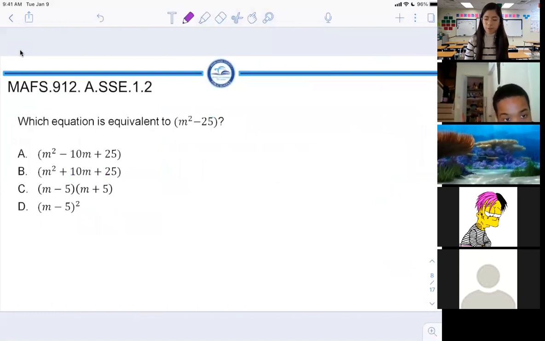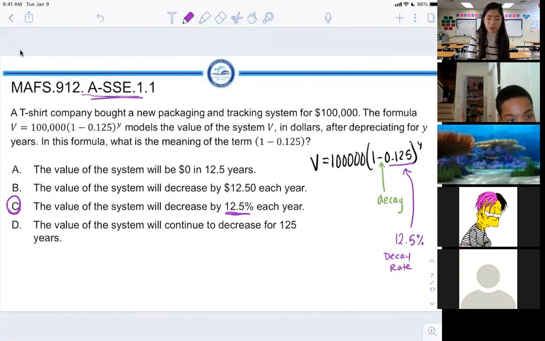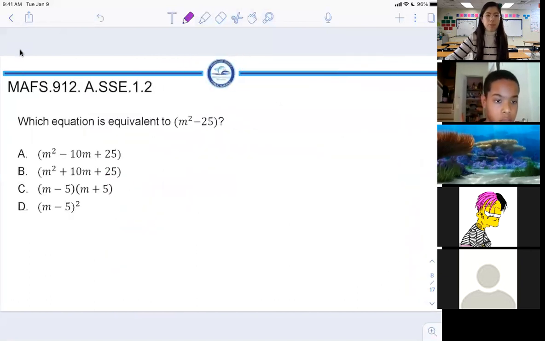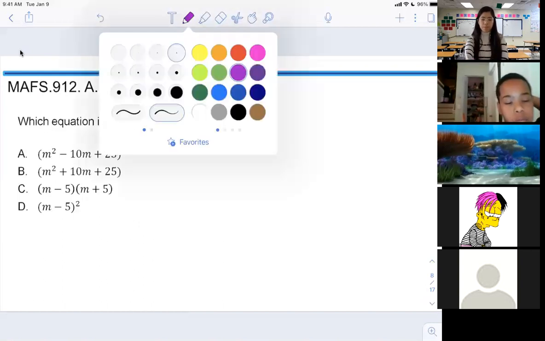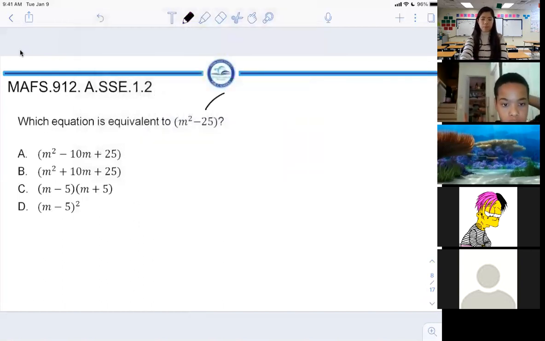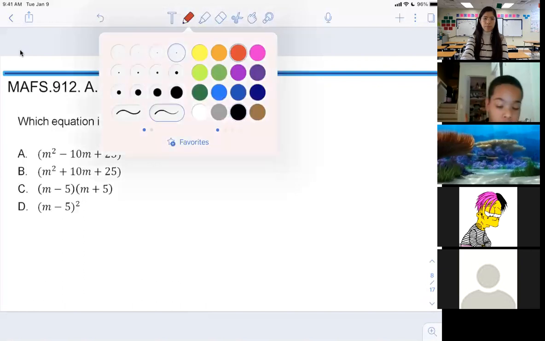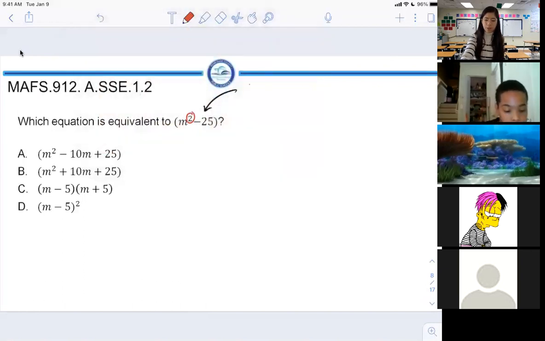Okay, moving on to a different standard. We were doing A-SSE 1.1. Now we have A-SSE 1.2. Which equation is equivalent to m squared minus 25? Okay, things are a little bit different. Is this an exponential function anymore, or is this something else? I think it might be a quadratic function. Okay, how do we always identify quadratics? The exponent is 2. Perfect. Quadratic.